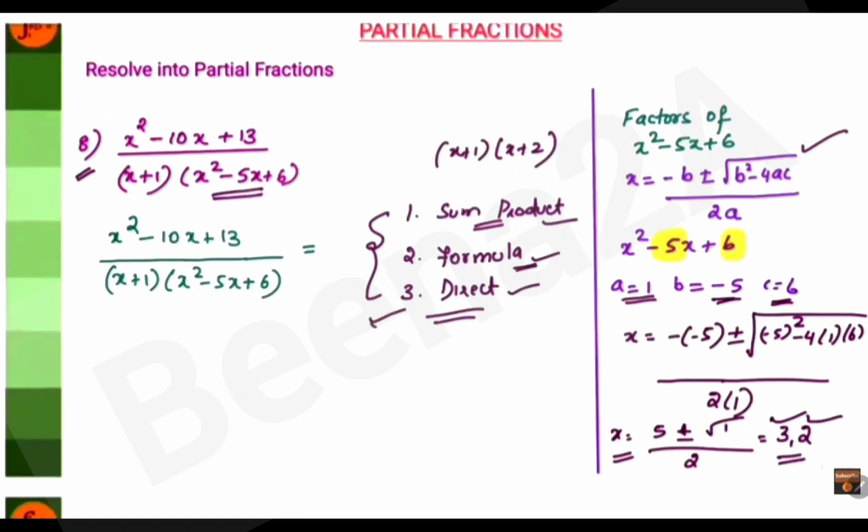Direct method. How would I do it in the direct method? This is like this, right? I'll have to split. This is direct method.